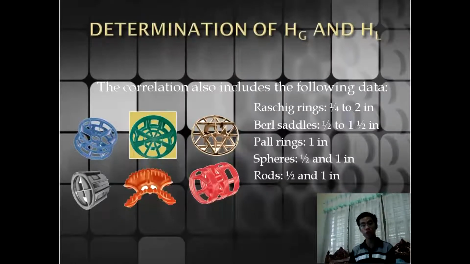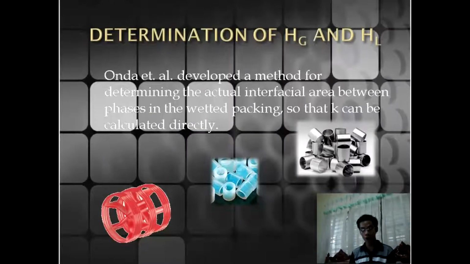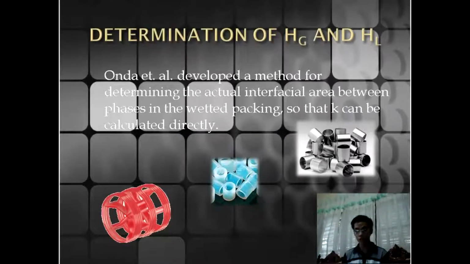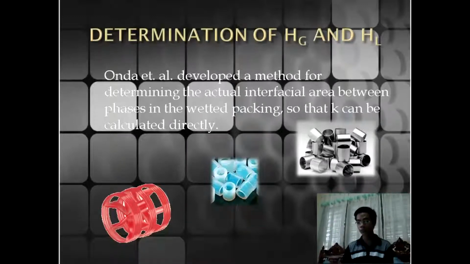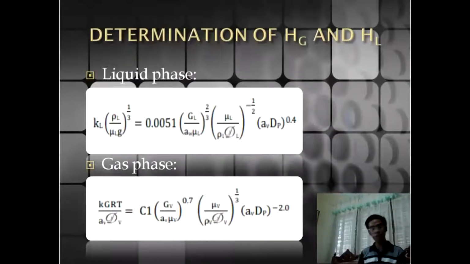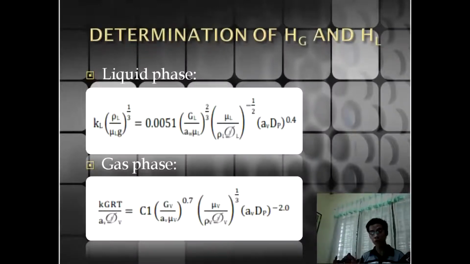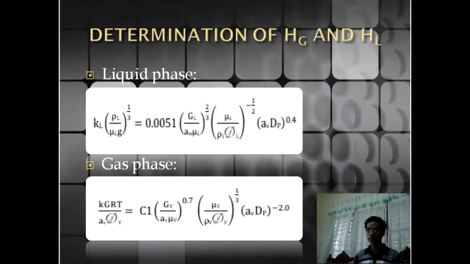In the correlations presented by Onda, the parameters to be computed are the actual interfacial area between the phases and k, or the mass transfer coefficients. So these are the correlations presented by Onda. These correlations for the determination of the mass transfer coefficients look really bloody. The application of these equations can really be cumbersome.